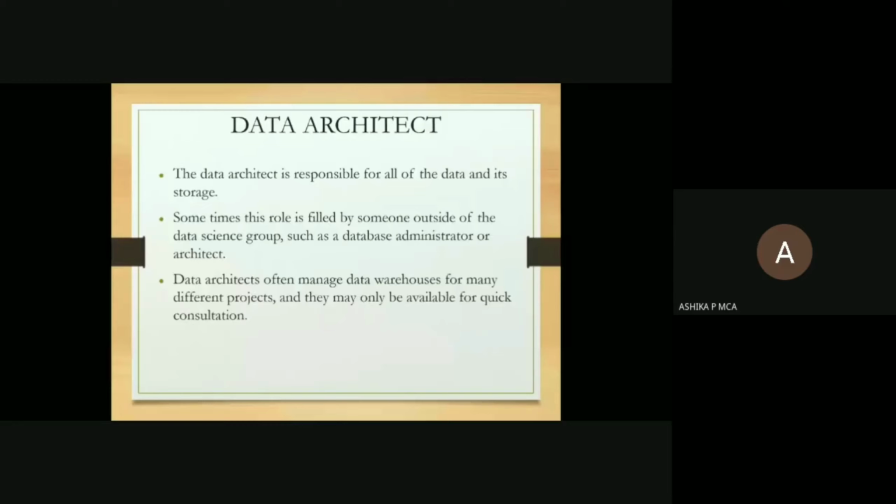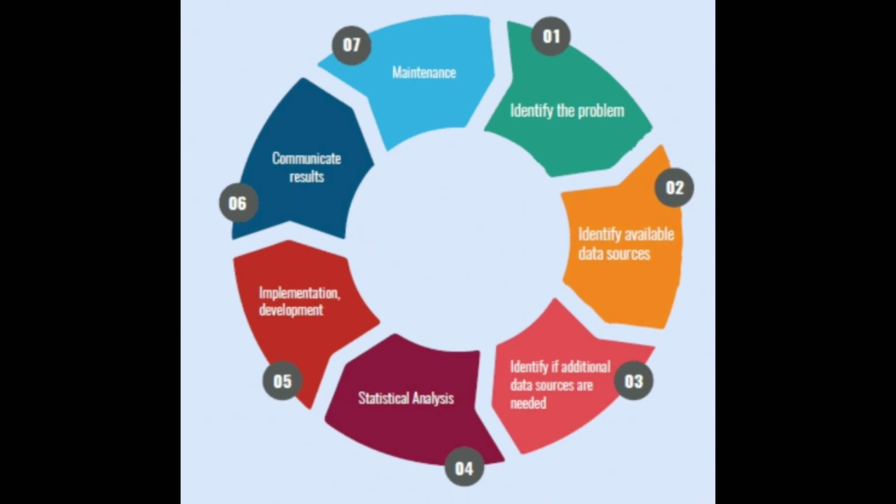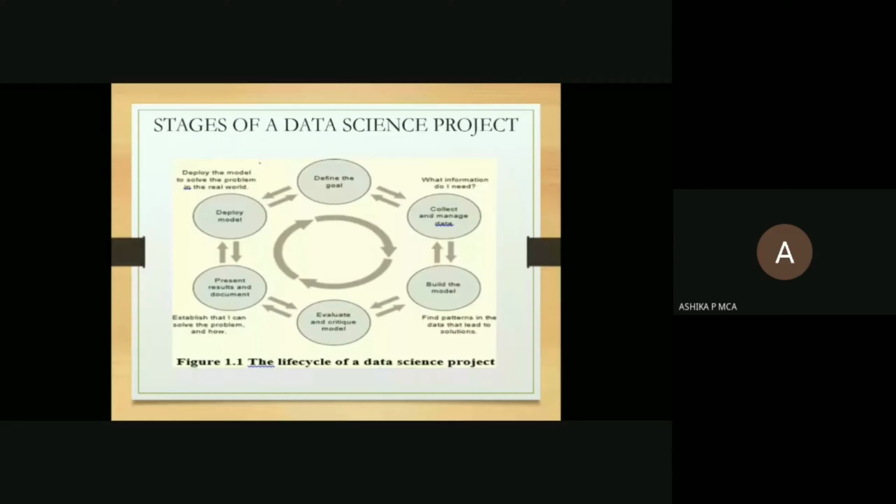And the next one is operations. The person filling this role usually has operational responsibilities outside of the data science group. Next comes the stages of the data science project. In this, we are going to discuss the life cycle of the data science project, loop within loop, with an example. In this process, we break up the cycle into distinct stages: define the goal, data collection, build the model, evaluate and critique the model, present results and document, and finally deploy the model.